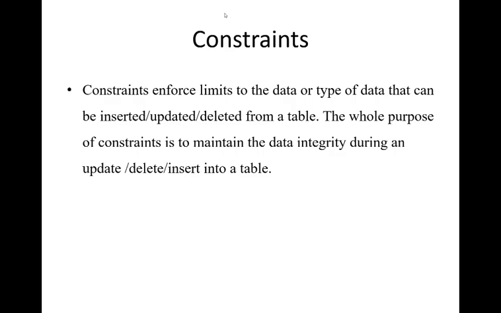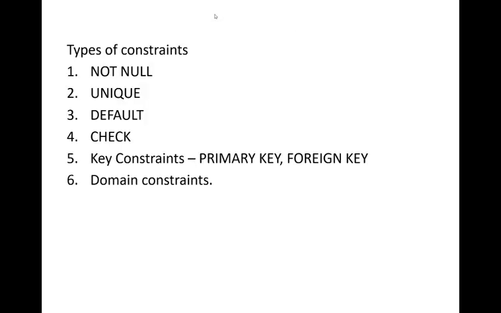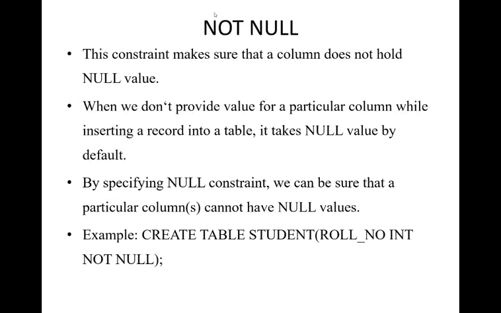What are constraints? Constraints are rules applied to table columns. They restrict the type of data that can be stored. The main purpose of constraints is to maintain data integrity and avoid invalid data from entering the database. Some important constraints are not null, unique, default, check, key constraints, primary key, foreign key, and domain constraints. Now let's understand each one in detail with examples.